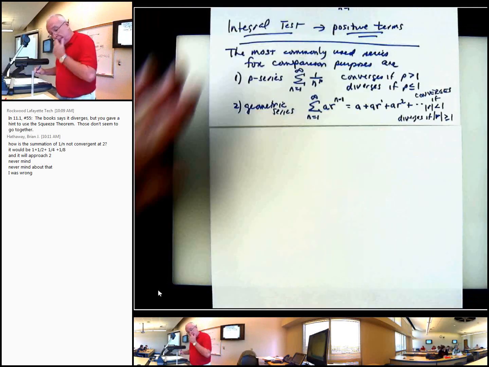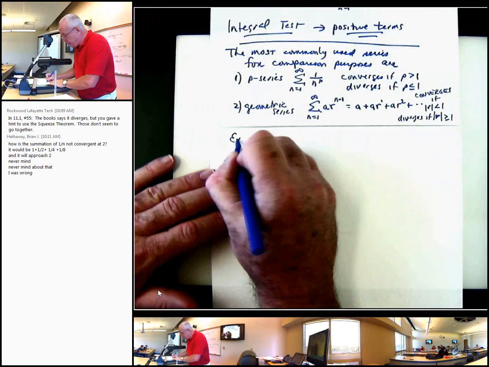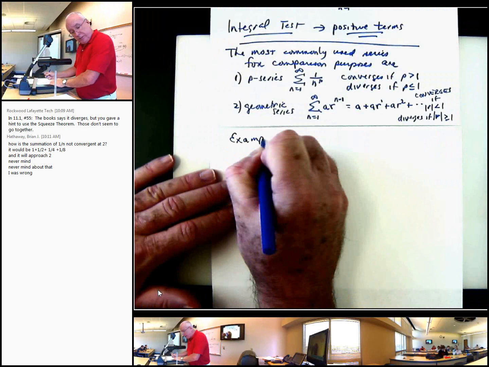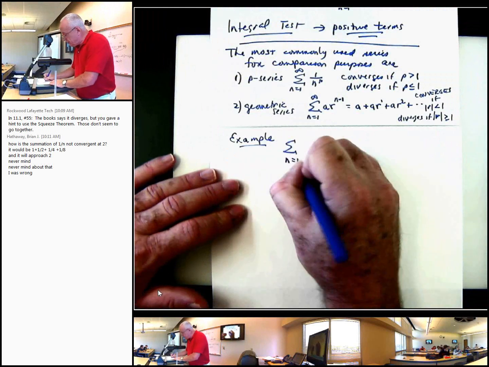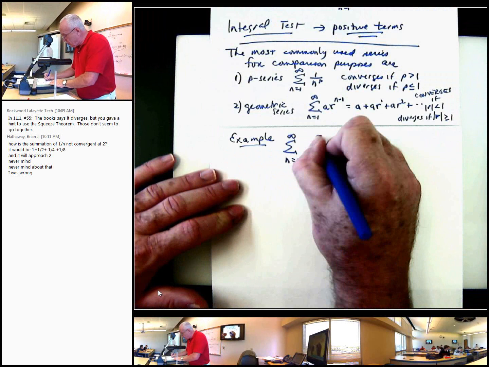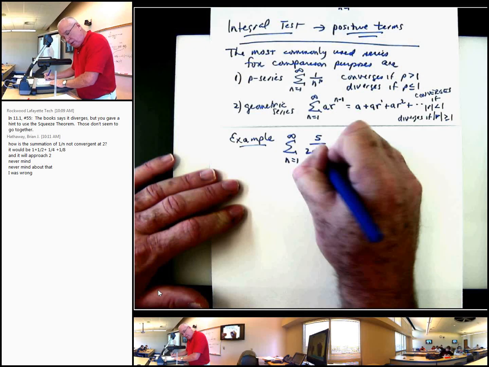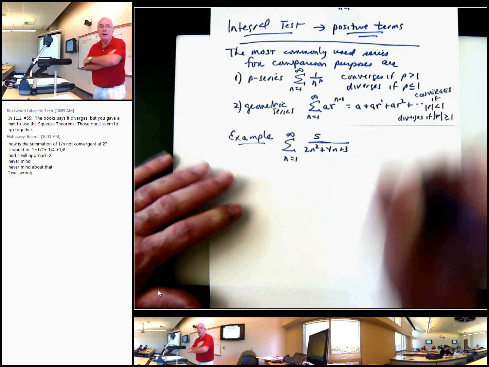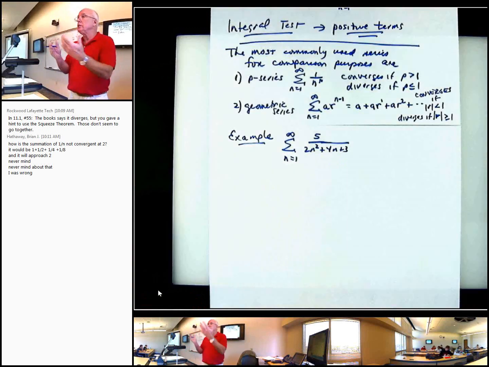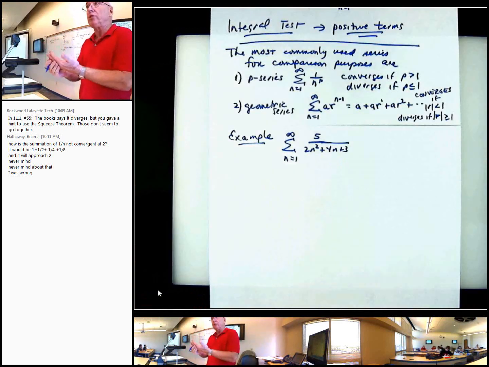So now let's look at an example of how this comparison test can work. Okay, we're going to look at the summation as n goes from 1 to infinity of 5 over 2n squared plus 4n plus 3. All right. And the question is, does it converge or does it diverge?